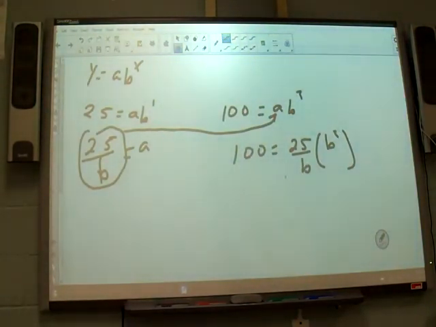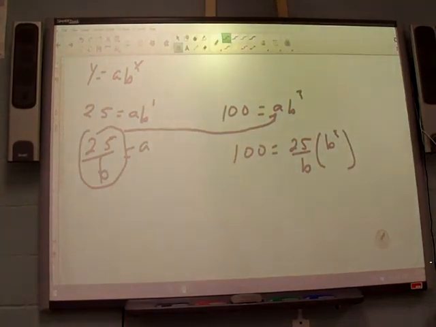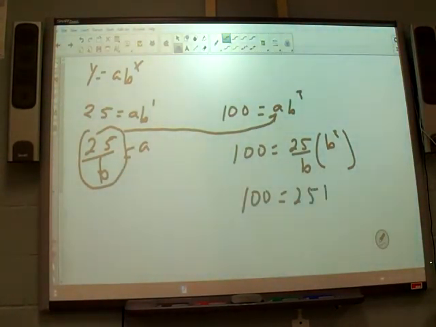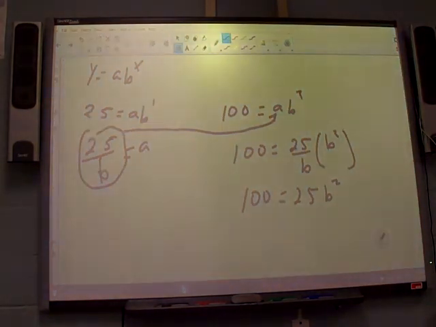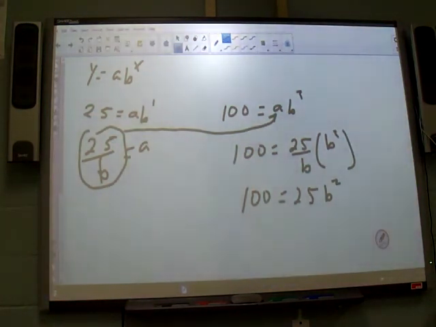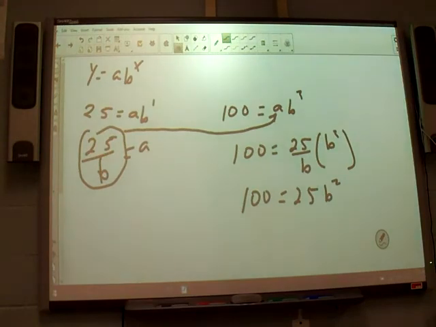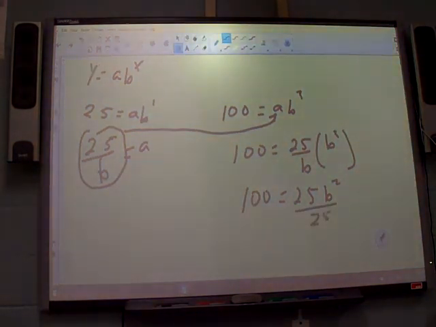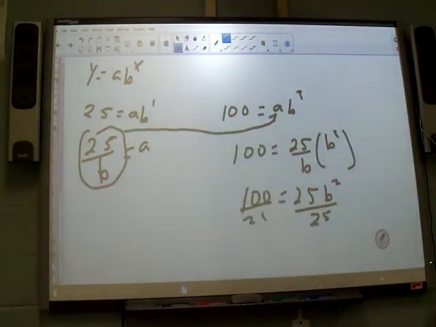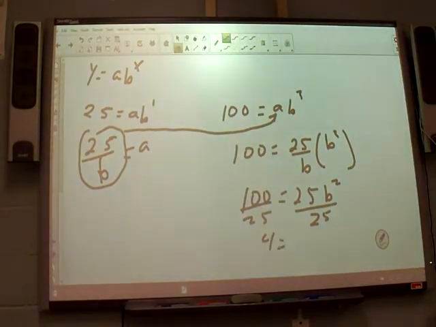What is the B cubed over the B simplified to? Very good, B squared. So 100 equals 25B squared. Now we just got to solve that for B. This will be nice and friendly. Divide by 25. 100 divided by 25, everybody knows that. That's how many quarters are in a dollar. 4. 4 equals B squared.